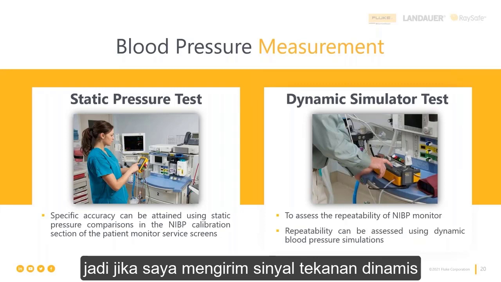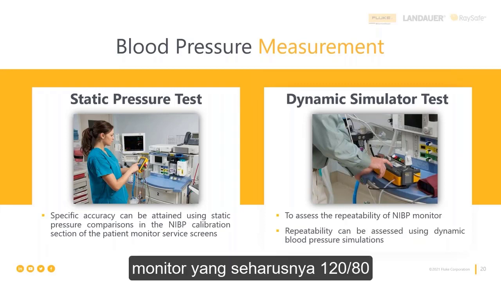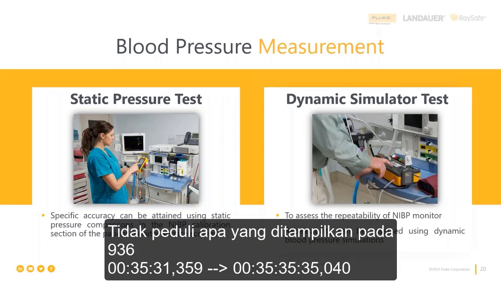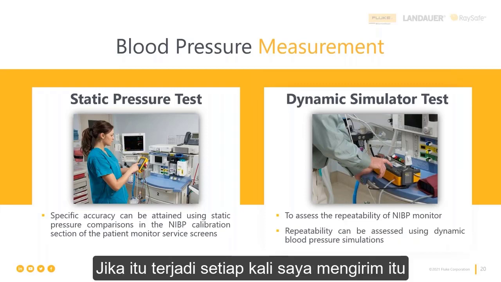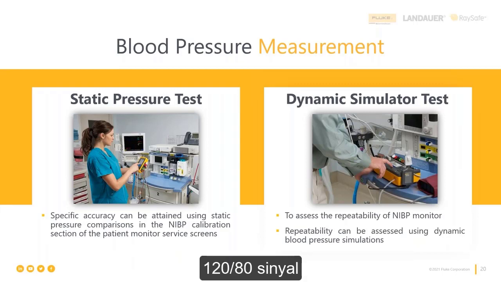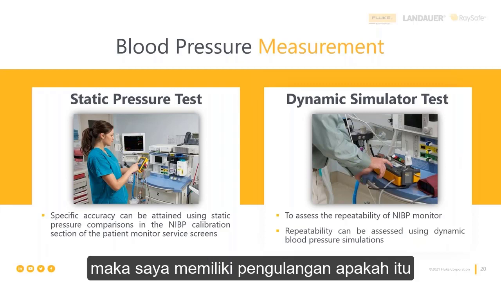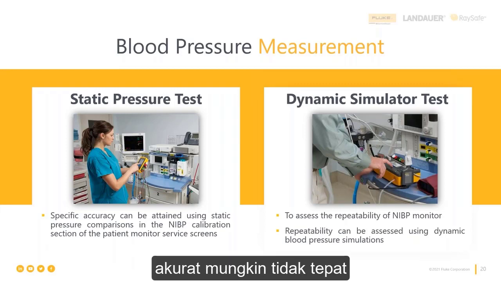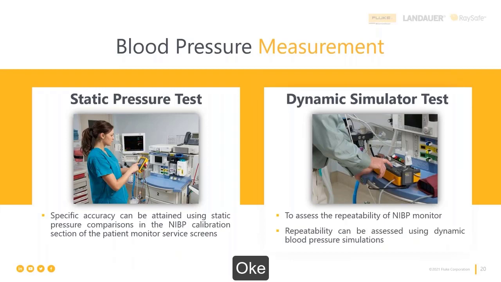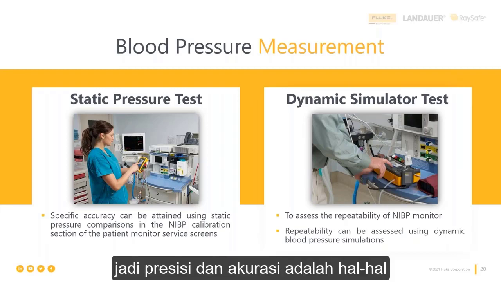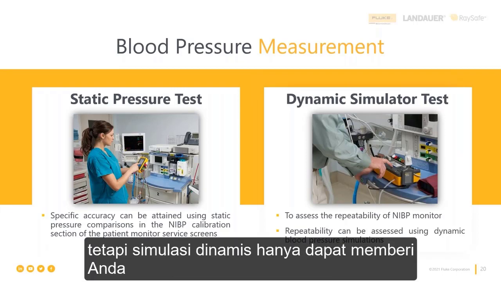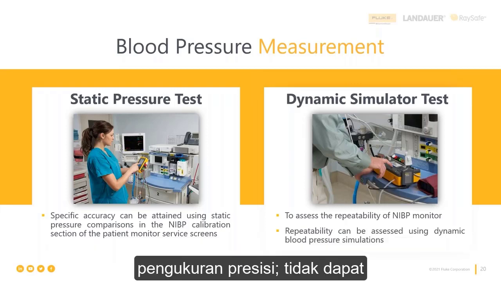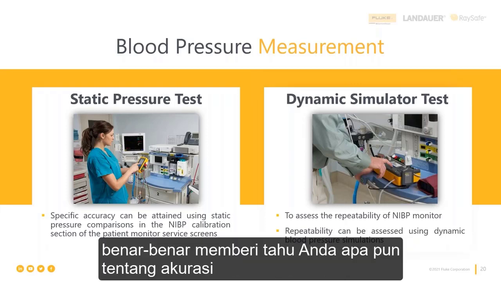So if I send a dynamic pressure signal into the front end of the monitor that should be 120/80, no matter what's displayed on the patient monitor, no matter where it picked the pressure in the cuff and what it displays, if it does that every time I send that 120/80 signal, then I have repeatability. Is it accurate? It may not be. Is it precise? Could be, okay? So precision and accuracy are things that we want both in our measurement, but dynamic simulation can only give you the precision measurement. It can't really tell you anything about accuracy.